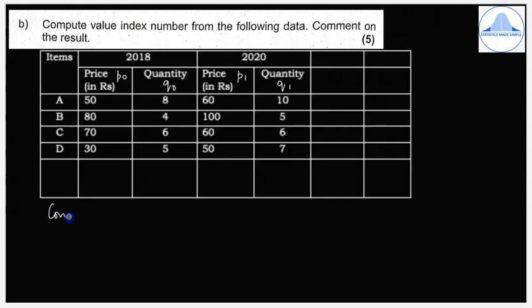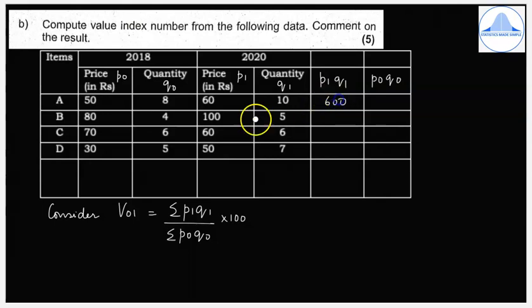So the formula for the value index number is, consider V01 is equal to summation P1 Q1 divided by summation P0 Q0 into 100. So all you have to do is form two columns now, P1 Q1 and P0 Q0. So P1 Q1, so 60 into 10 is 600. Next 100 into 5, 500. Similarly 360 and 350. So you'll get summation P1 Q1 is 1810.